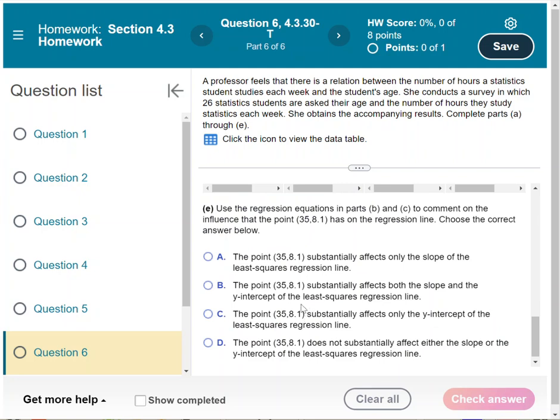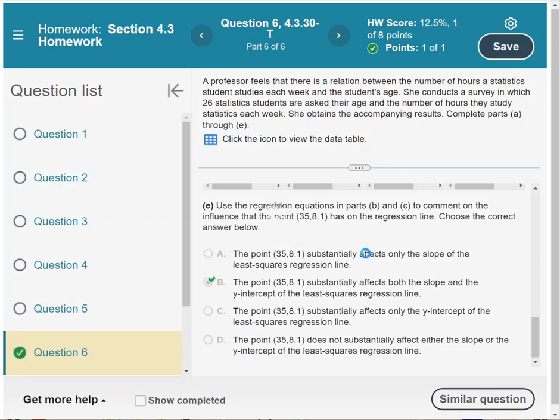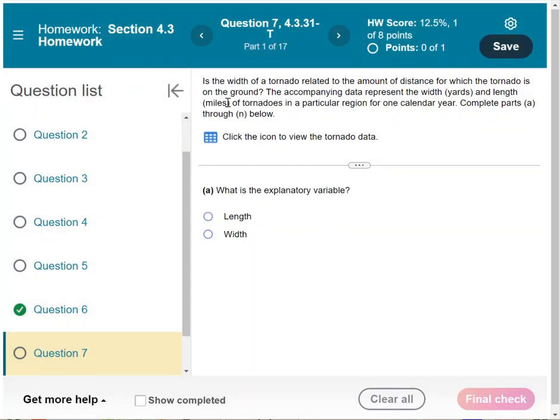All right. Use the regression equations in part B and C to comment on the influence that the point 35, 8.1 has on the regression line. So the point 35, 8.1 substantially affects only the slope. It actually affected both the slope and the y-intercept. There we go. All right, so we're done with number 6, and so I'm going to stop the video here.